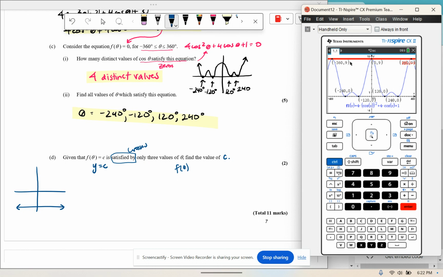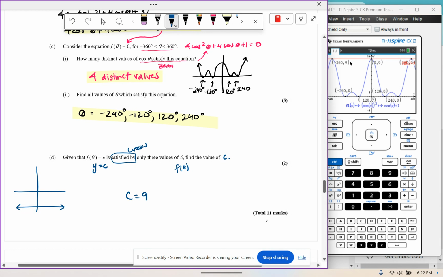Okay, so we're going to write c equals 9. And we're just going to draw a little sketch to model that. So I have my graph that looks like this, right? And then I want to show that when it passes through this point here, it only hits 3 times.